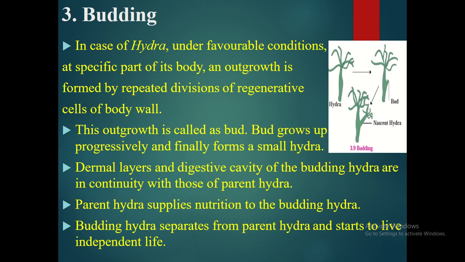Third one is budding. Budding in hydra is an example of multicellular asexual reproduction. Whenever there is a favorable condition, with nutrients and water available, this hydra produces a bud at the base and later this bud grows up and forms a small hydra. The parent hydra as well as the daughter hydra, their digestive system remains connected.